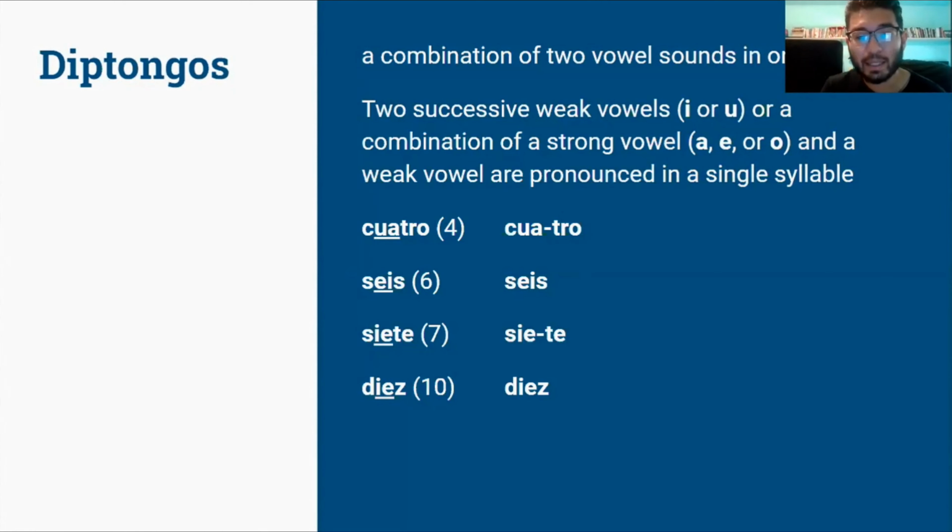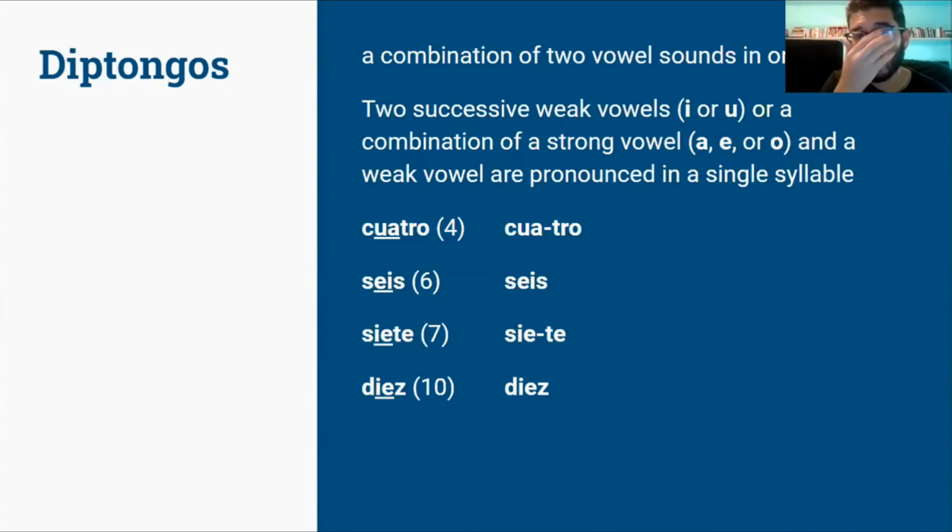Same thing with siete. The pronunciation again of that vowel is sie. And complete the word with te, with the syllable te. So we have siete. And for number 10, we have diez, no? So the pronunciation of those numbers presents examples in where we have a combination of vowels within the same syllable.